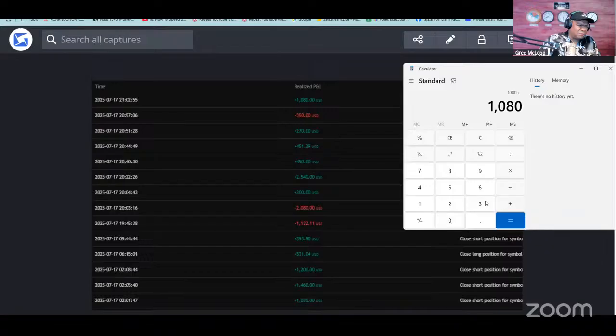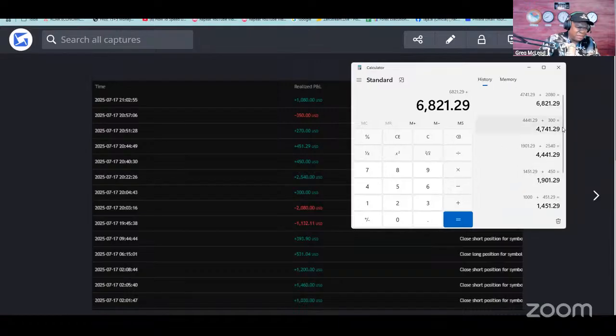1080 plus or minus 350 equals, okay. Plus 270 plus 451.29 plus 450 plus 2,540 plus 300 equals minus 2,080. That sucked. Wait a minute, I messed up. The numbers went up somehow. Oh, no, that should be minus. Minus 2,080 equals, okay.